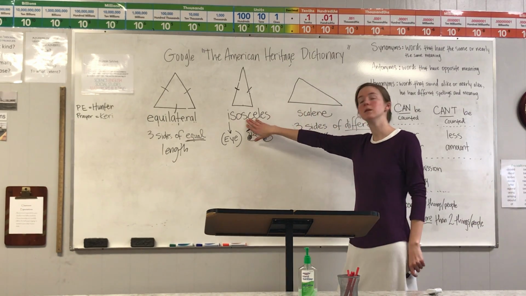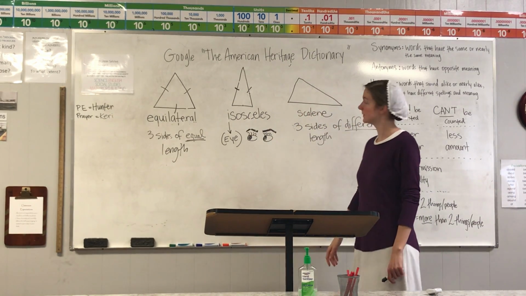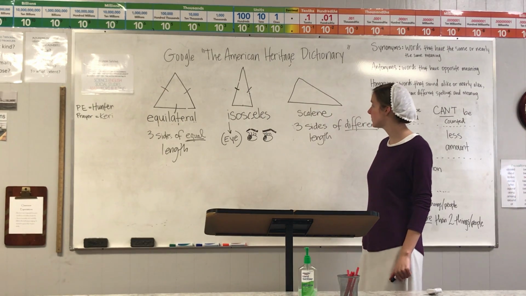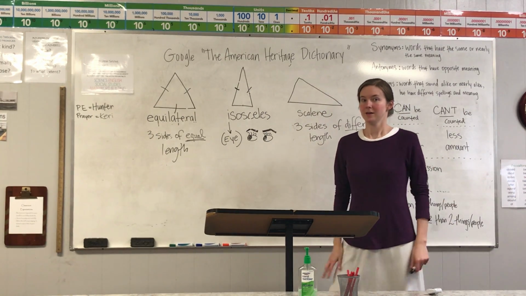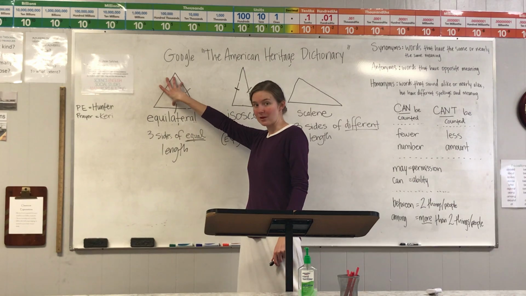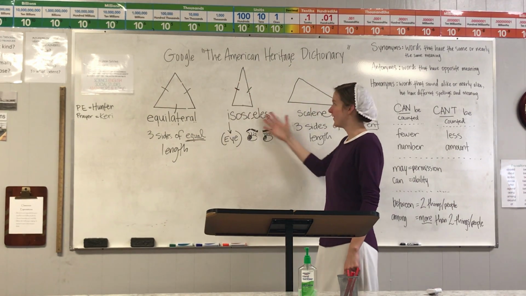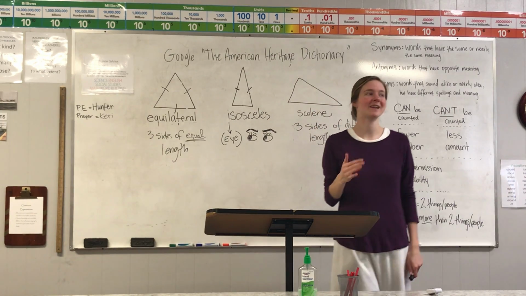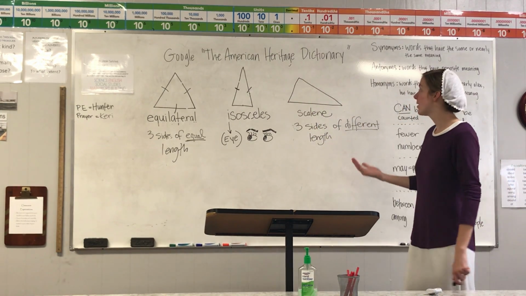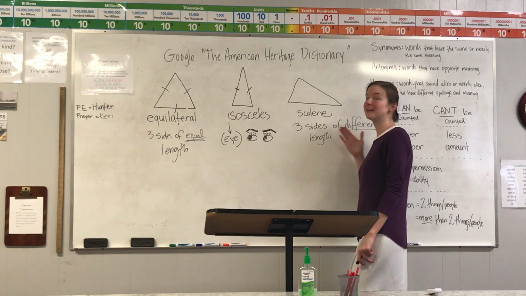Say it with me again. Isosceles. Let's go to the third type. The third type is scalene. So this one had all sides are equal. Two sides are equal. One side is equal? No, you can't have one side that is equal. So three sides of different length.